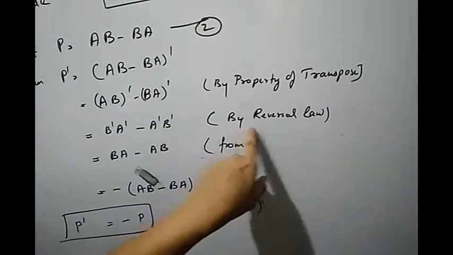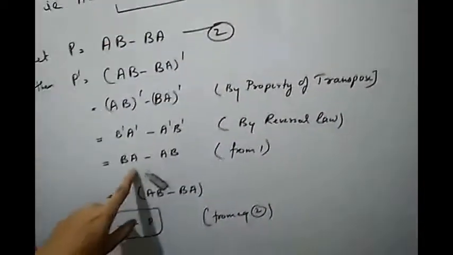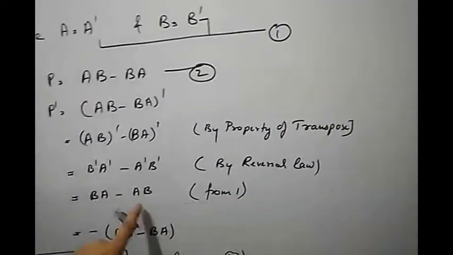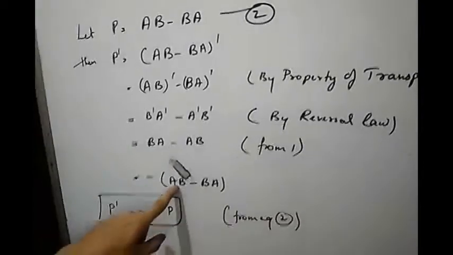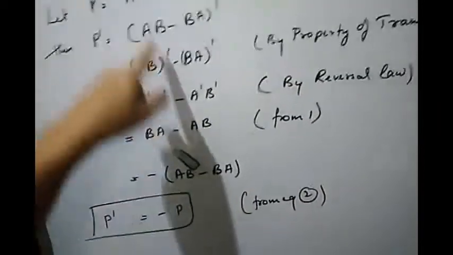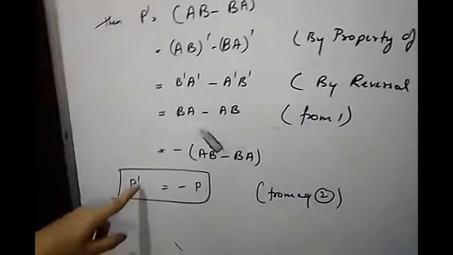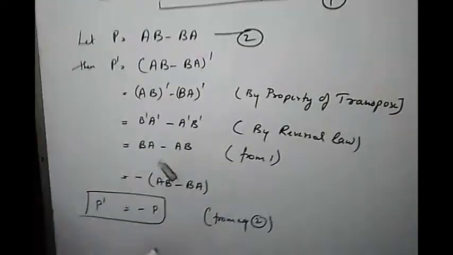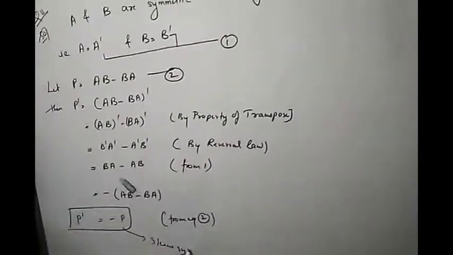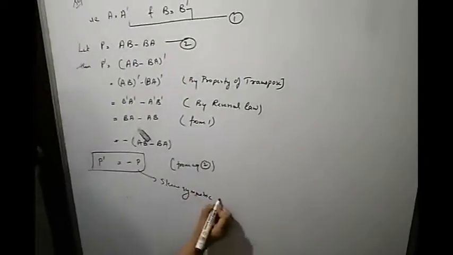Use the reversal law. Now B transpose is equal to B and A transpose is equal to A, as we have from equation 1. Taking the negative sign common, we get minus of (AB minus BA), which is equal to minus P from equation 2. That means P transpose is equal to minus P, which implies it is a skew symmetric matrix.